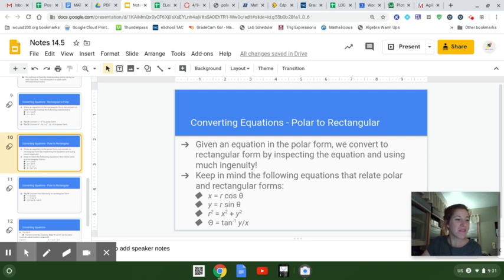Welcome back. Now that we have gone from rectangular equations to polar equations, we are going to convert the other way and go from polar equations to rectangular equations.